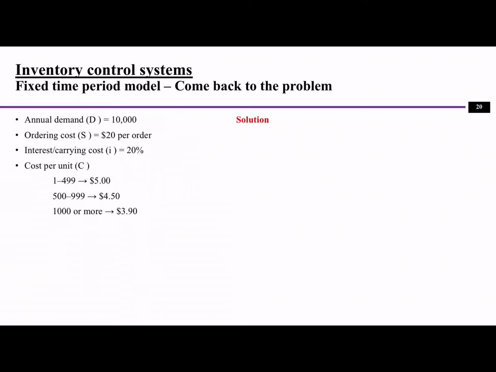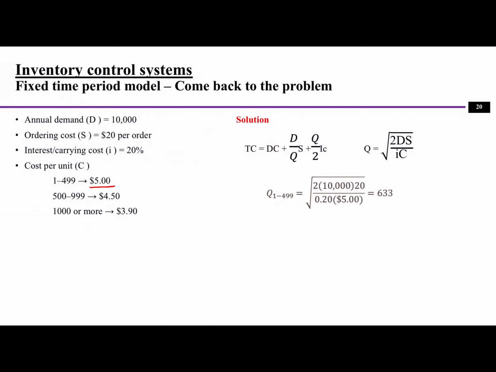Suppose we're going to order at the price of $5. If we order at the price of $5, I calculate the economic order quantity, and it will be 633. Now the question is, if we want the $5 cost per unit, the economic quantity we order has to be 633. It's actually bigger than 499, which means if we order 633, we are actually ordering at the price of the second one, so that price point is not valid in this model. It doesn't work.